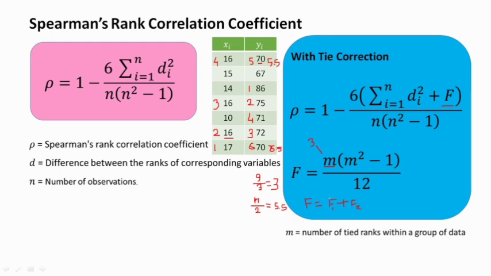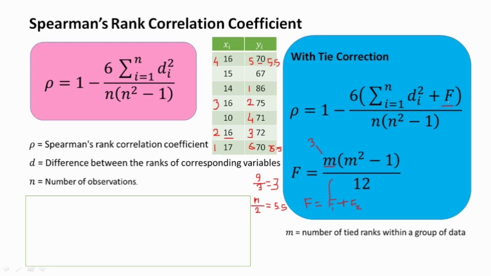So for this, f1 is equal to m into m square minus 1 divided by 12, and for f2 you also have to use the same formula. So we will get the values of f as f1 and f2 here. You will get the two f values, so add these two f values and put them here, so that you will get the complete correction factor for both the data.